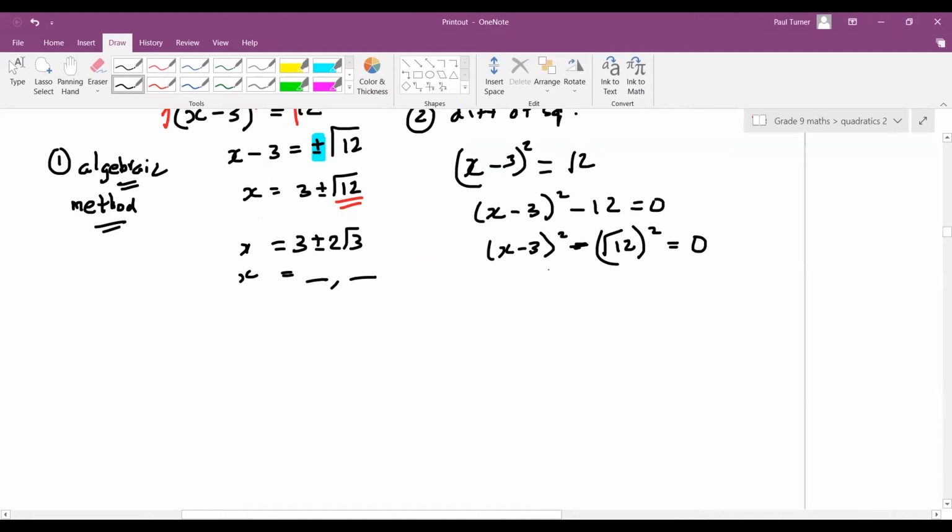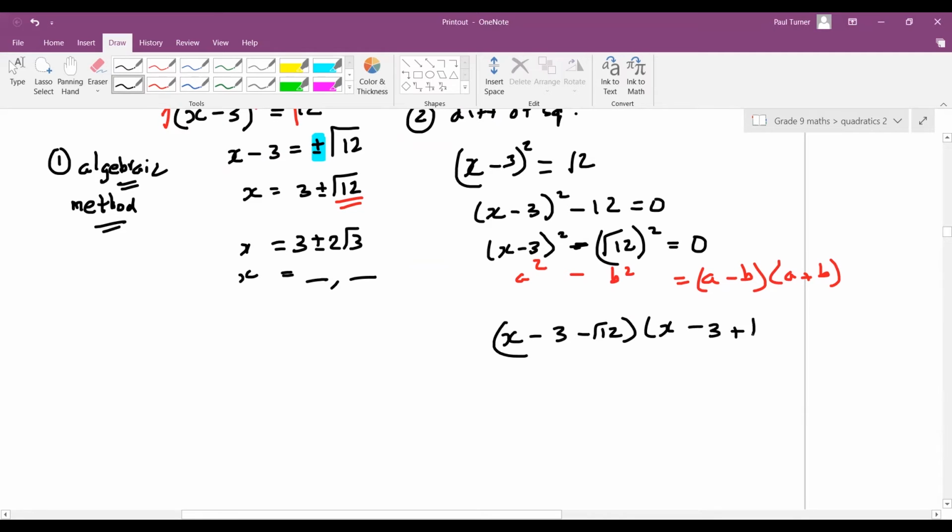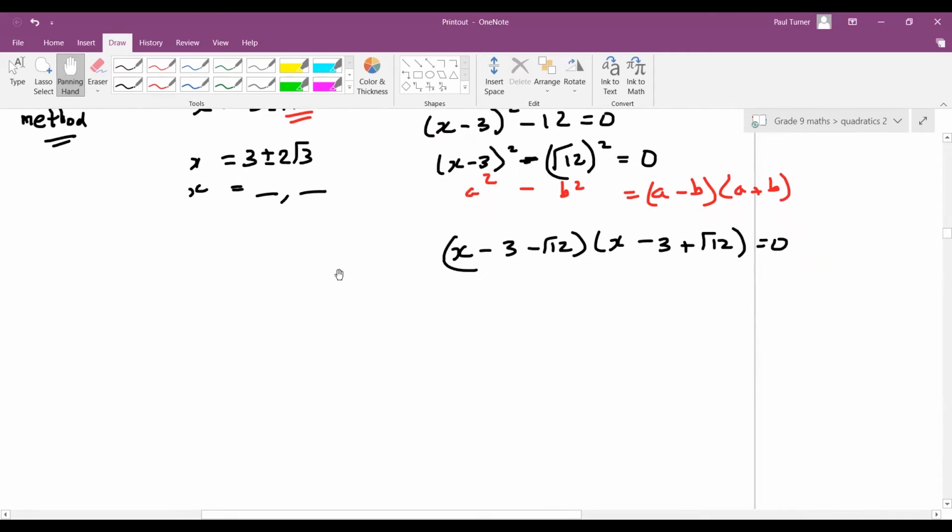So now we use our difference of squares rule. So a squared minus b squared equals a minus b, a plus b, which you're familiar with. So then we would have x minus 3 minus root 12, x minus 3 plus root 12 equals 0. And when you solve that, you'll have two parts. x minus 3 minus root 12 equals 0.